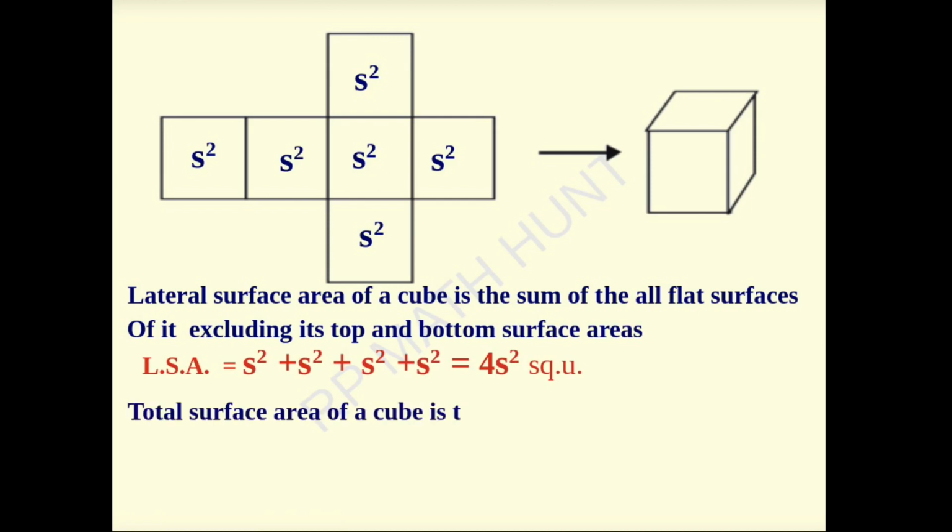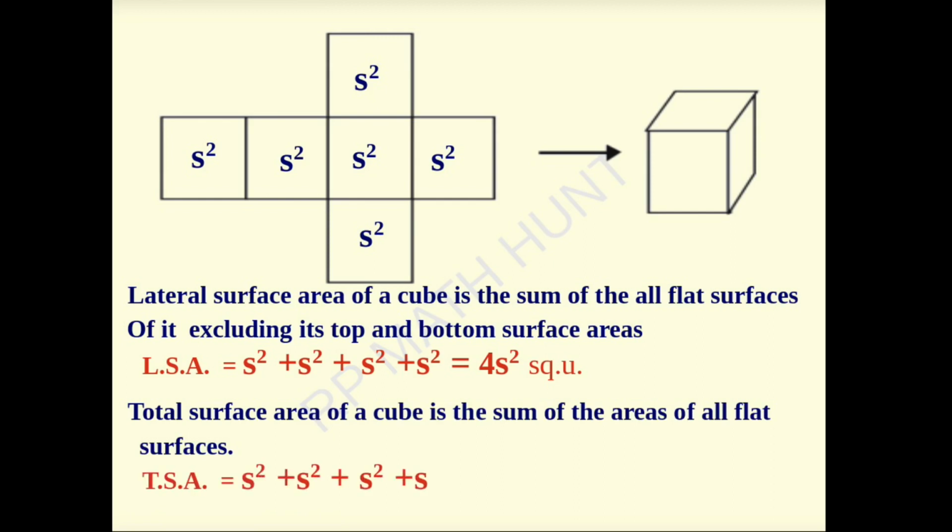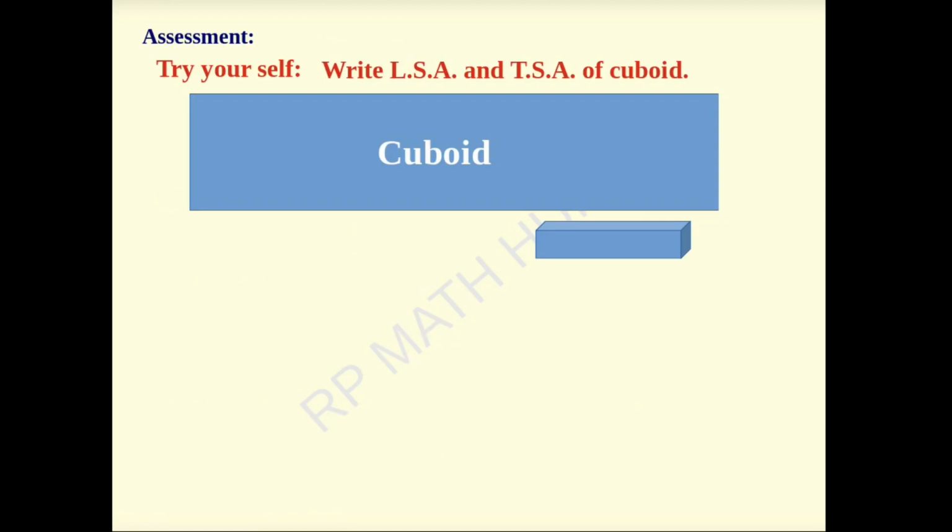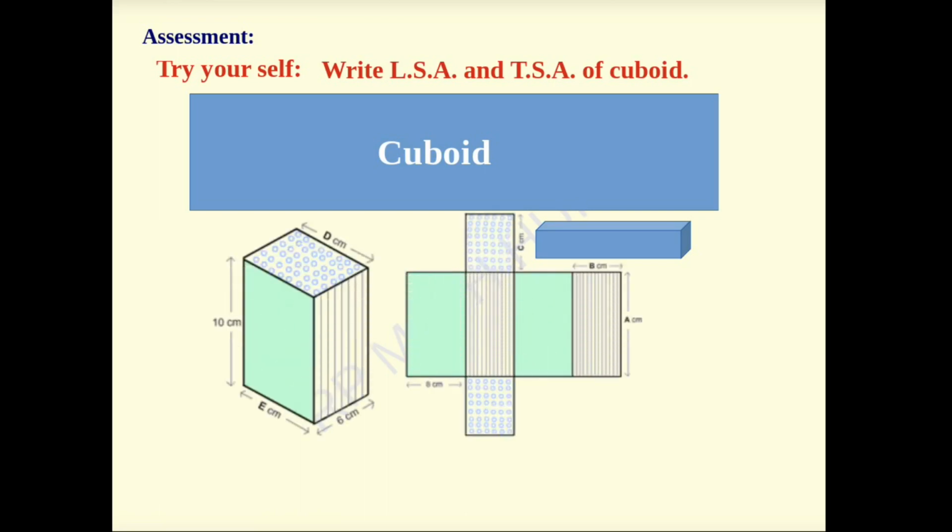Total surface area of a cube is the sum of the areas of all flat surfaces in the object. That is LSA plus S square plus S square. That is 6S square units. Now my dear children, write LSA and TSA of a cuboid. Every measure was given on the screen. This is length, breadth, height. Besides the net diagram, BH, LH, BH, LH, BL, BL.